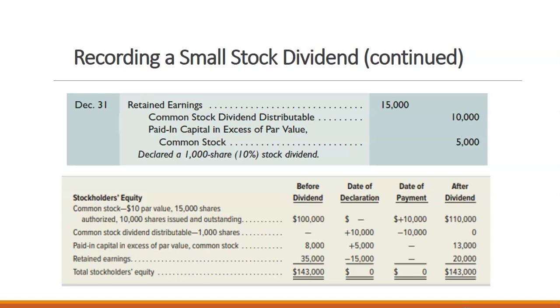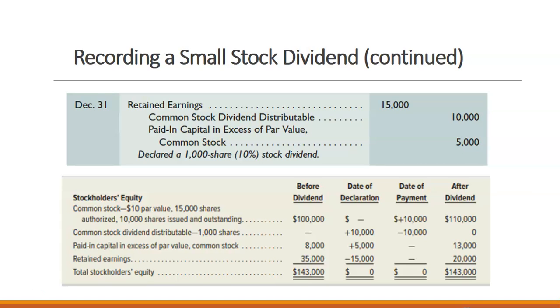On our stockholders' equity account, you can see before the dividend how our stockholders' equity looks. Then at the date of declaration, we have the common stock dividend distributable and the paid in capital in excess of par value. On the date of payment, we remove that $10,000 from the common stock dividend distributable and move it to our common stock.